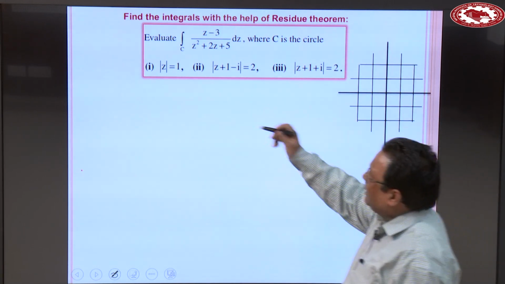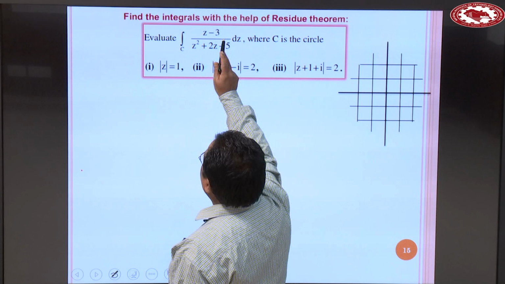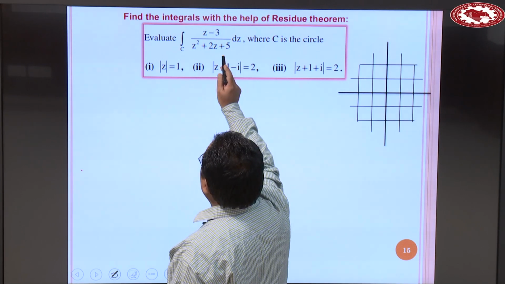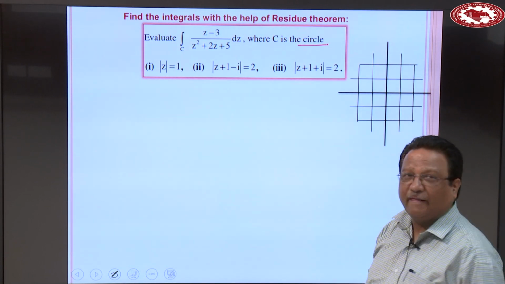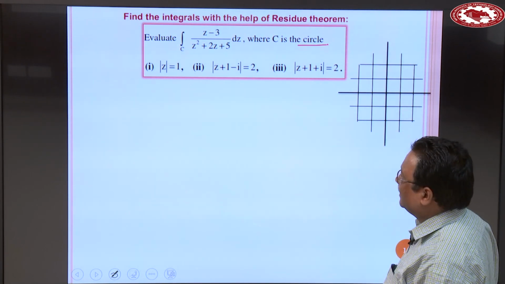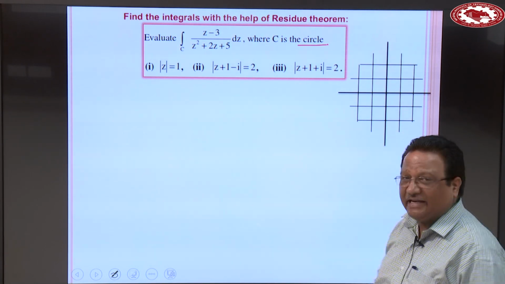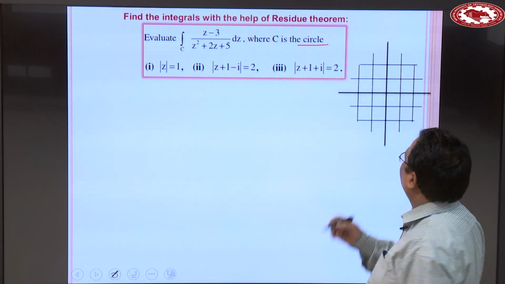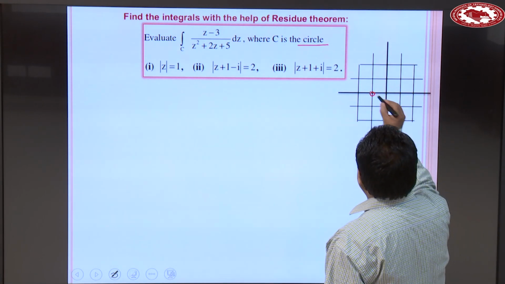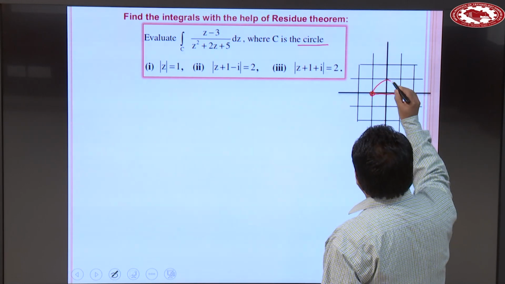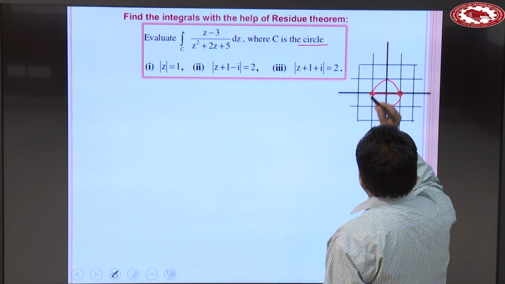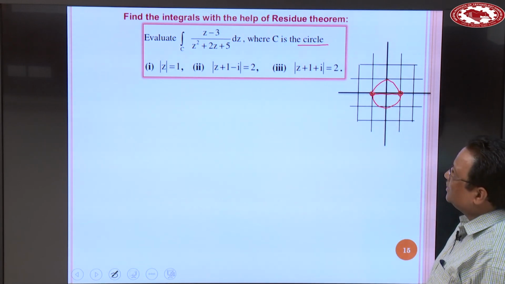Okay. So evaluate the integral over C of (z − 3)/(z² + 2z + 5) dz where C is the circle. Number 1, |z| = 1. |z| = 1 means −1 < z < 1, so this is −1 and this is +1. Okay, this is drawn, and its circle will be formed like this, right?